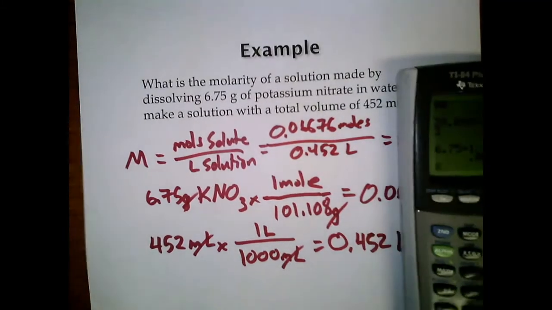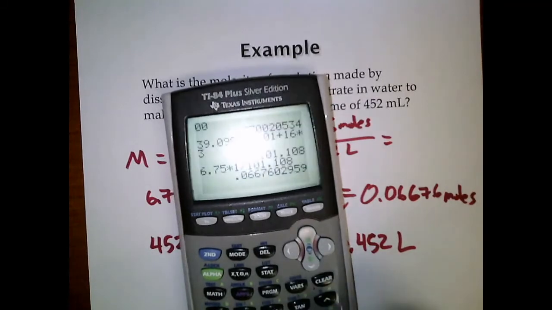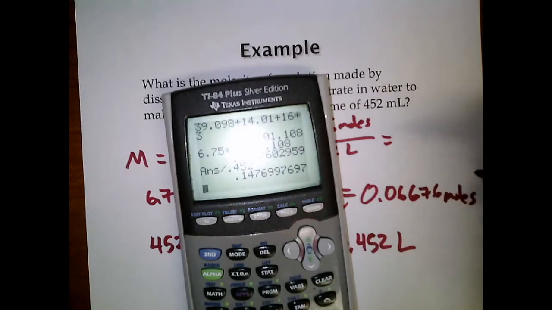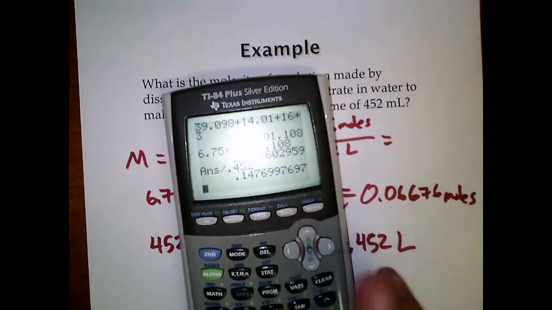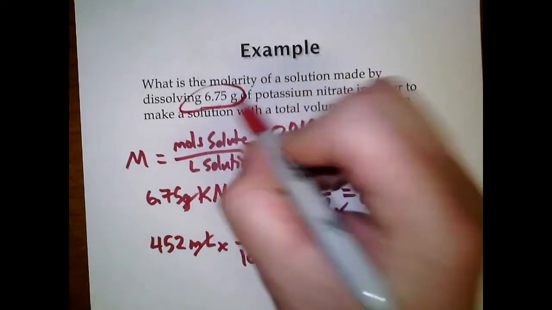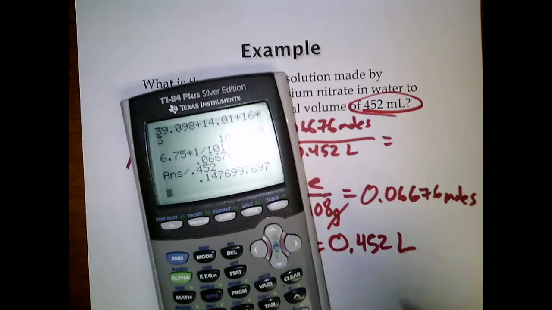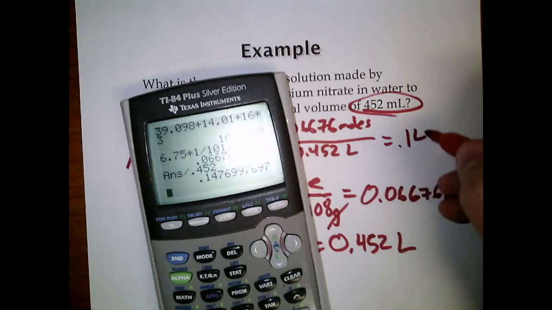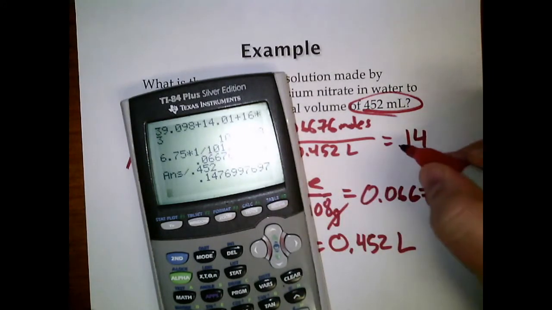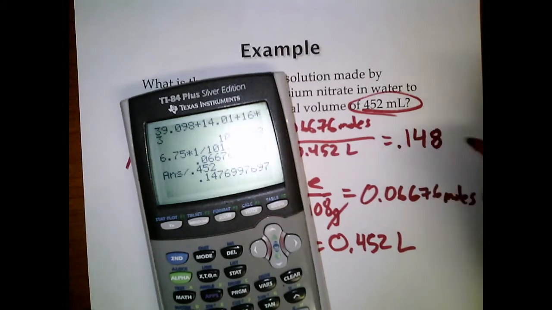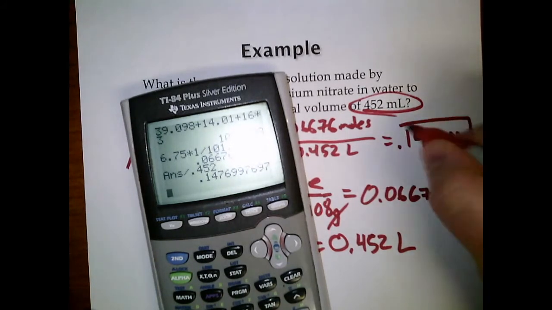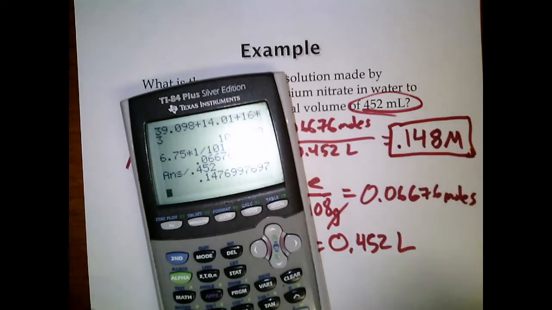So take my answer there, the fully unrounded one, divided by 0.452, and I get 0.147699967, so on and so forth. Significant figures here. I've got 3 in that one, I've got 3 in that one, so I'm going to round this answer so it only has 3. So 0.14, and then the 7 I keep, but since the next digit's a 6, I'm going to round that up to 8. Molarity. So the answer for concentration for this one is 0.148 molar or 0.148 molarity.